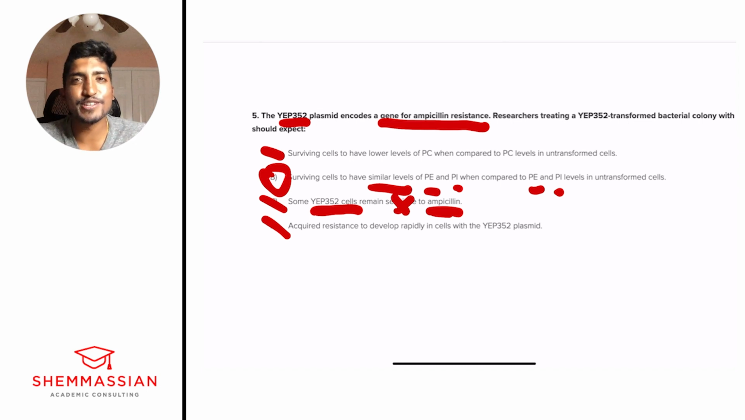All right, great work, team. We crushed another biochem passage. Kudos for you for getting it done. Lots of great stuff from experimental design to radioactive decay.